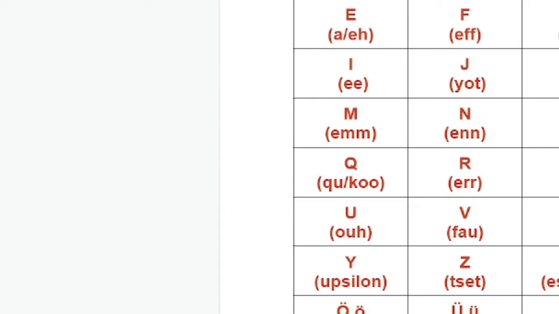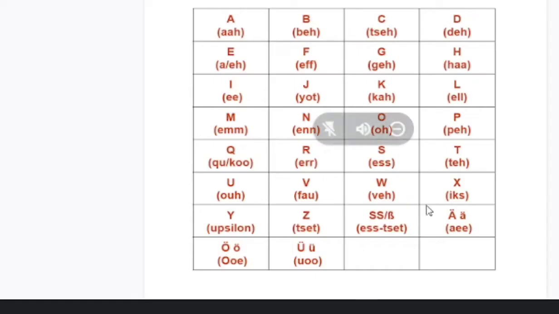You know that W is called We. X is called X. Y is called Ypsilon. And Z is called Zet. And we have four extra letters in German, which you can see on the screen. This beta-like sign is called Eszett. Repeat it, Eszett.